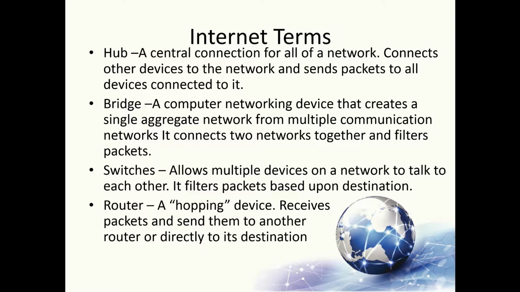And routers we're probably all familiar with. We have routers in our home, and a router is essentially a hopping device. If I'm sitting at my computer and I want to go to Amazon.com, that request is broken up into packets, and it hops through the internet using routers. It doesn't go straight to Amazon.com. The shortest path is determined, and those packets hop from router to router until they end up at that destination, which is in this case Amazon.com.